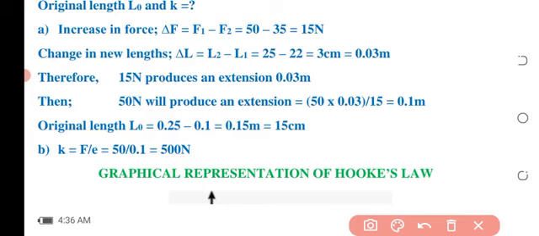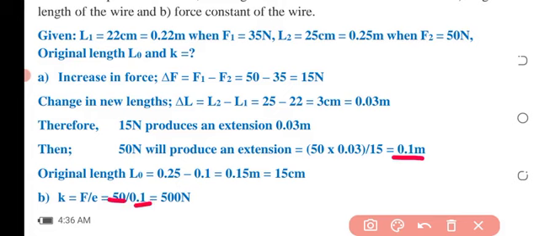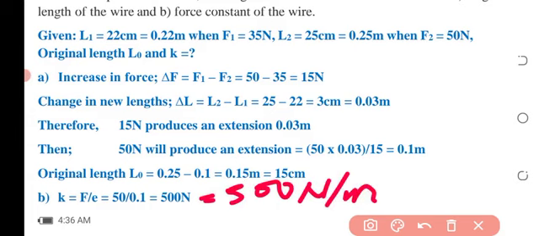Now, the B part of the example asks us to find the force constant K. And remember, from F equals KE, K will be equal to F over E. And if 50 Newton can produce an extension of 0.1, it means the force constant of the material will be 50 divided by 0.1, and that will be 500 Newton per meter. Sorry for that. The answer is 500 Newton per meter. That is the unit of force constant.